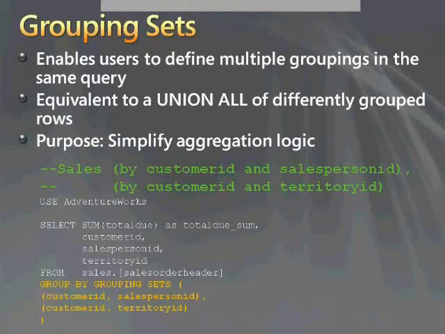In SQL Server 2005 or an older version, I would need to use union all. But now with the group by grouping sets keywords, I'm allowed to specify, in parentheses, pairs of grouping sets.